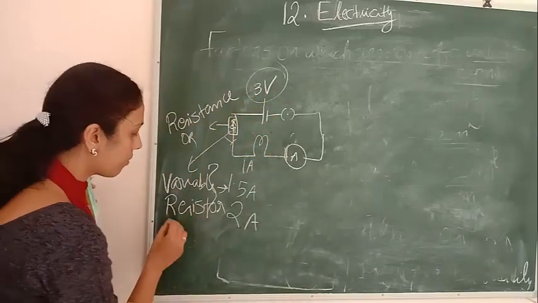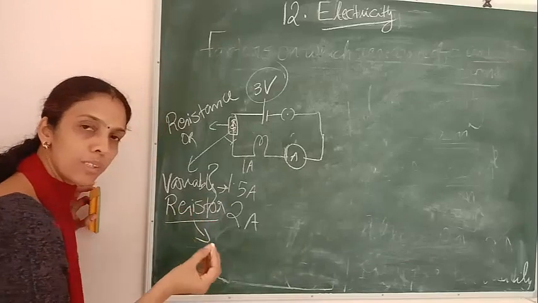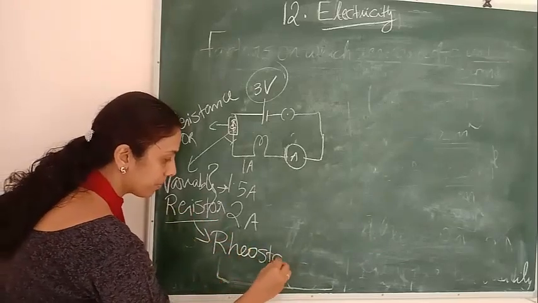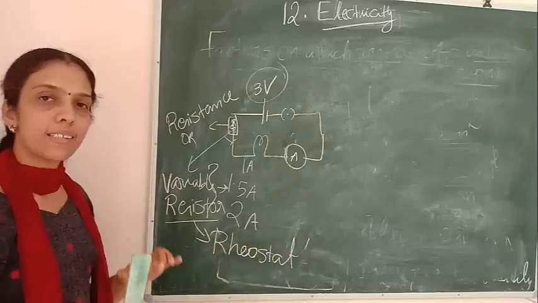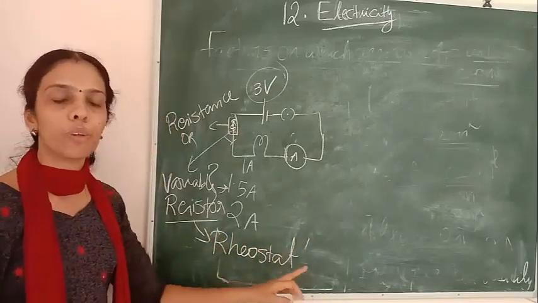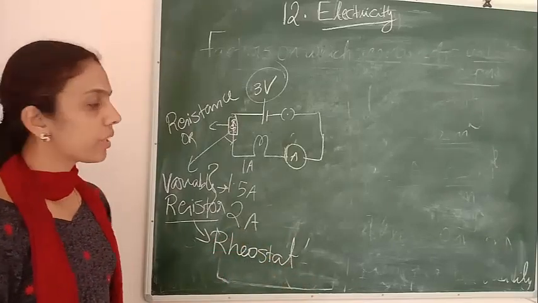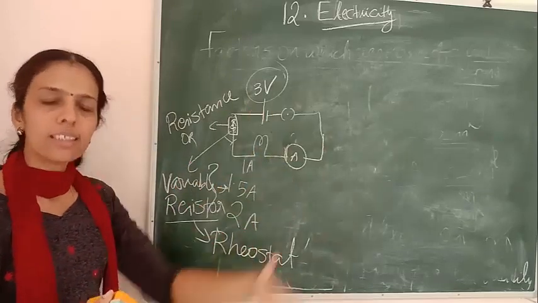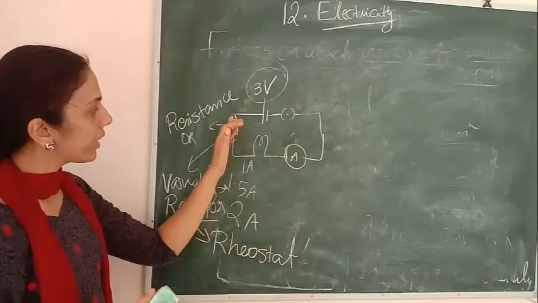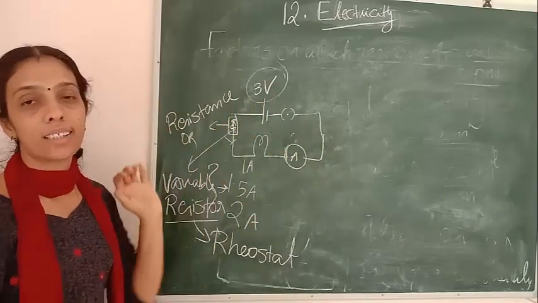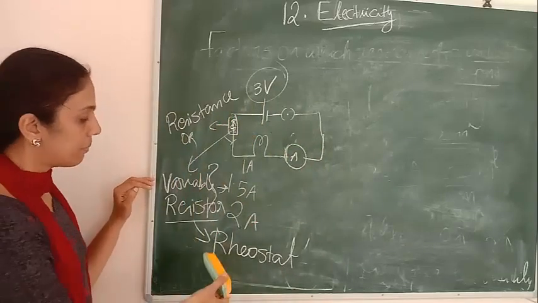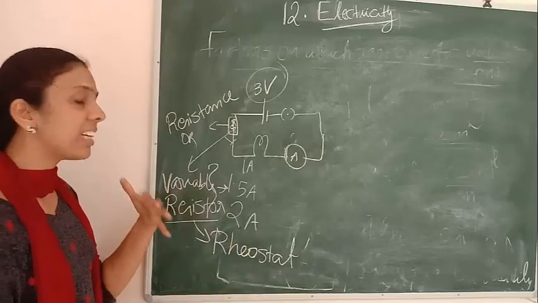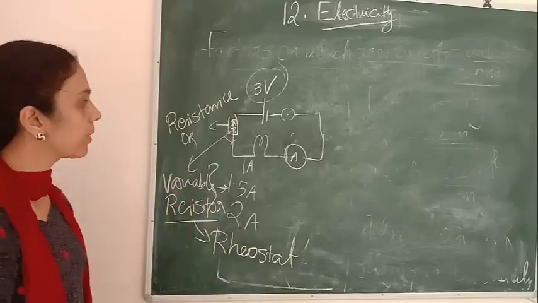Okay, the name of the variable resistance which we use practically is rheostat. Rheostat is the variable resistor which we will be using in our circuit. If we need to get different amounts of current in a single circuit, we can change it accordingly. That is, a rheostat is an instrument used to vary the resistance of a circuit.